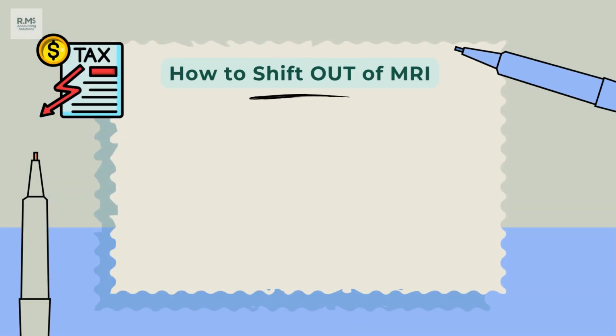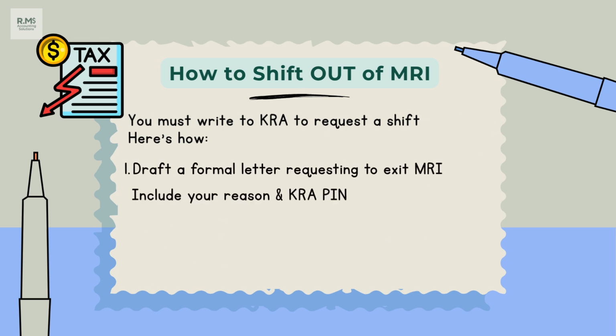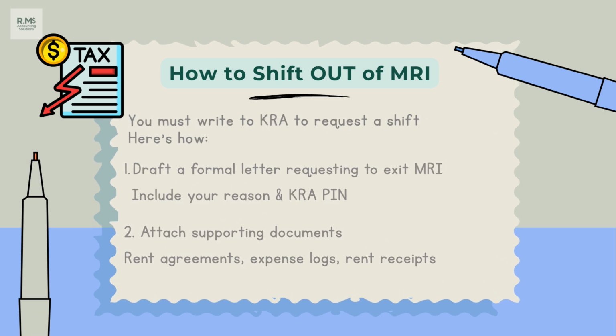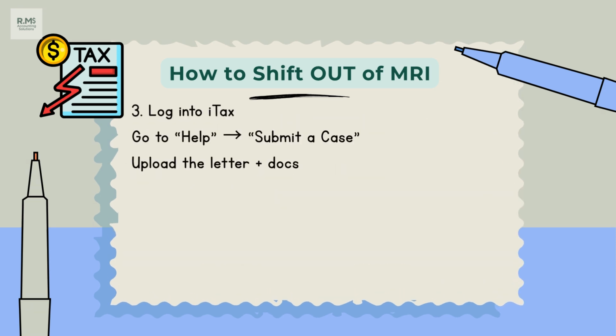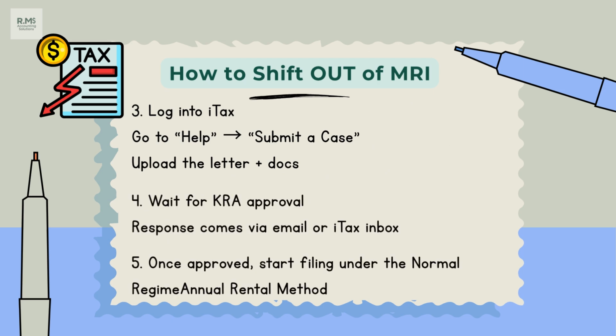Want to shift or leave the MRI for the annual taxable regime? Here is how. Step 1: Write a formal letter to KRA explaining your reasons and include your PIN. Step 2: Attach proof like lease agreements, receipts, and expense records. Then go to your iTax account, head to the Help menu, and click Submit a Case. Upload everything and wait for feedback. Once KRA approves your shift, you will file under the annual rental income method from the next return going forward.